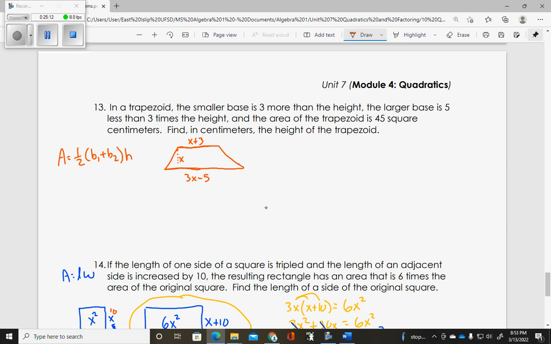So if we use the formula for area of a trapezoid, in place of the A for area, we put the 45. And now I have things to put in place of B1 and B2. B1, I'll call the x plus 3. The B2 will be the 3x minus 5. And the height is x. I'll do a little bit of this with you. I'm going to simplify what's in my parentheses to 4x minus 2.